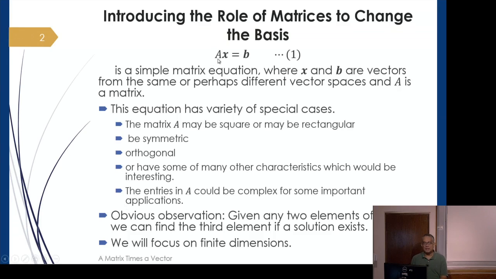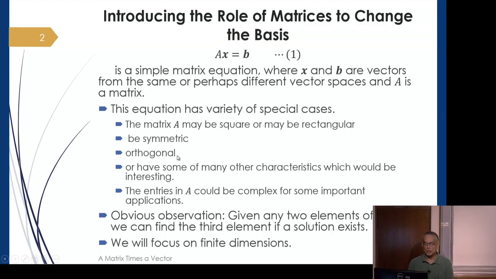So A is our matrix, X and B are our vectors, and that's a simple matrix equation. And the basic idea is that in general, A can be any type of matrix. It could be a square matrix, a rectangular matrix, a symmetric matrix, an orthogonal matrix, etc. And the entries in A could be either real or even complex values in general. Of course, we will be looking at particular cases.